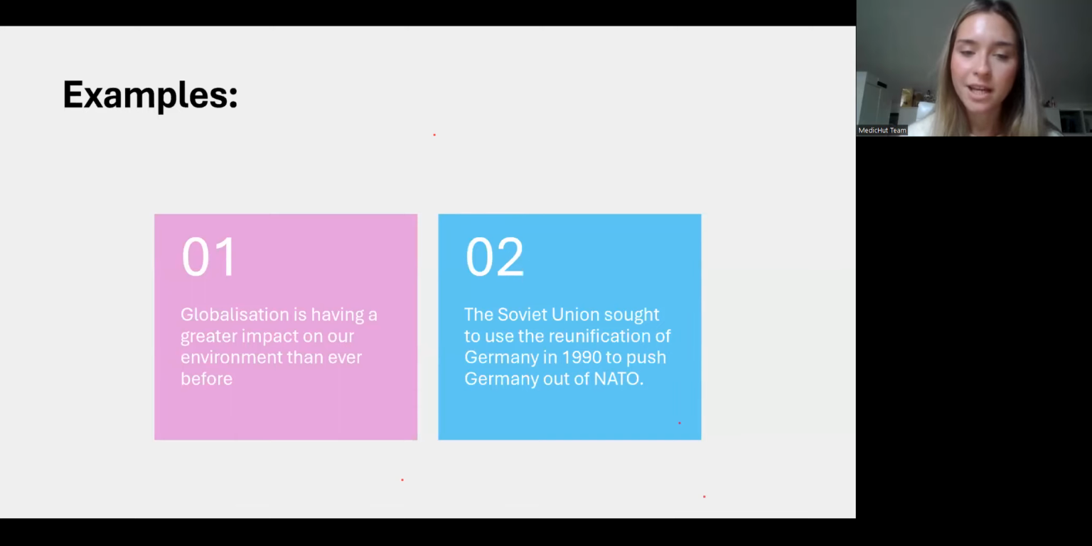Good. And then for the second example here, the Soviet Union sought to use the reunification of Germany in 1990 to push Germany out of NATO. Could you guys put in chat any keywords that you would be scanning for if this was your statement given to you in your question? Yeah, perfect.